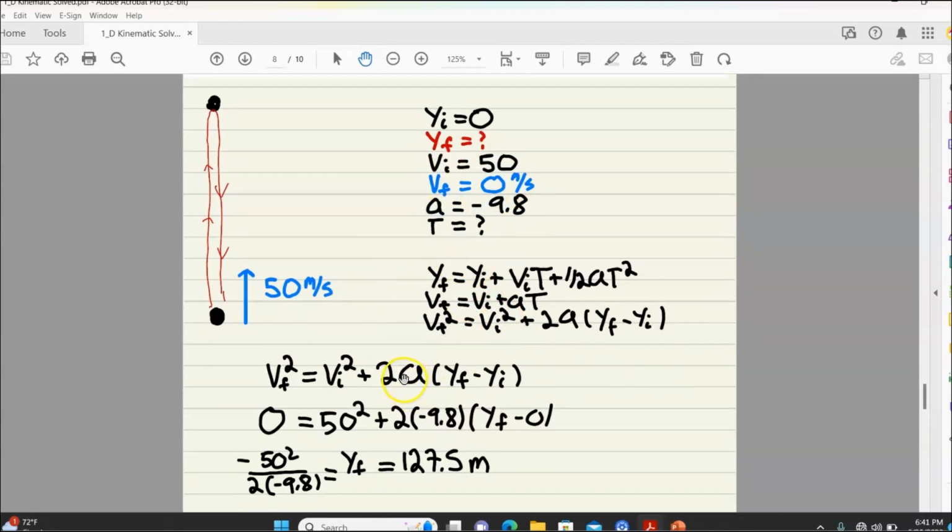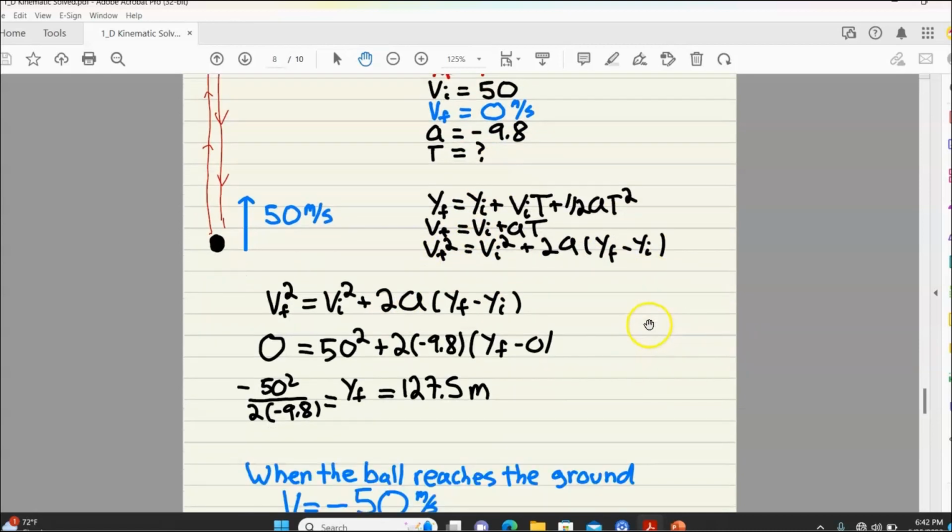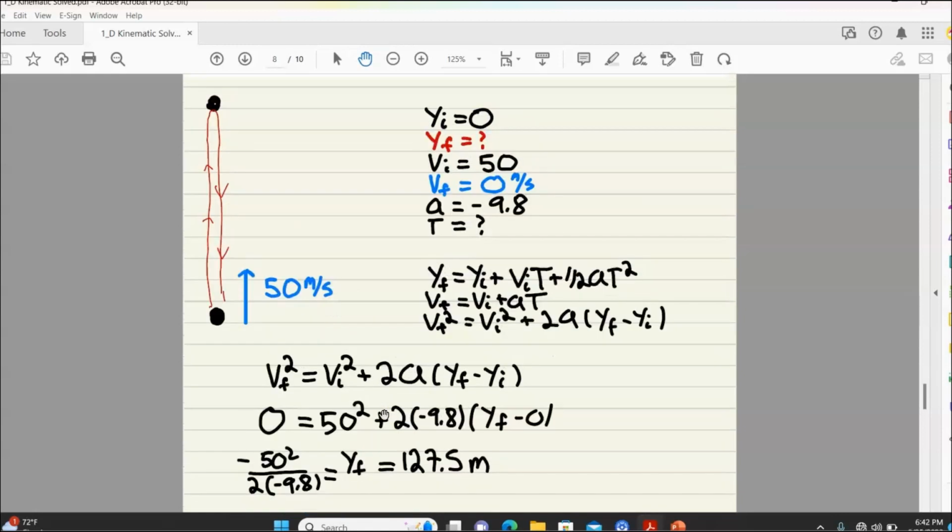We're looking for Y final. We don't know time. The only equation without time in it is the third equation, so I'll use that. V final squared equals V initial squared plus 2a times Y final minus Y initial. V final is equal to 0. V initial is 50, plus 2 times negative 9.8 times Y final minus 0. You can then solve this equation and you see that Y final is 127.5 meters.